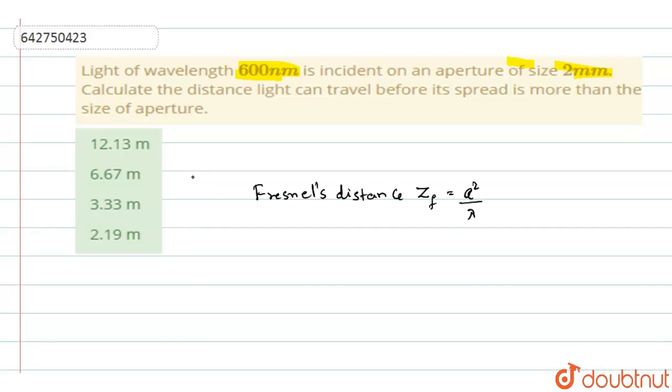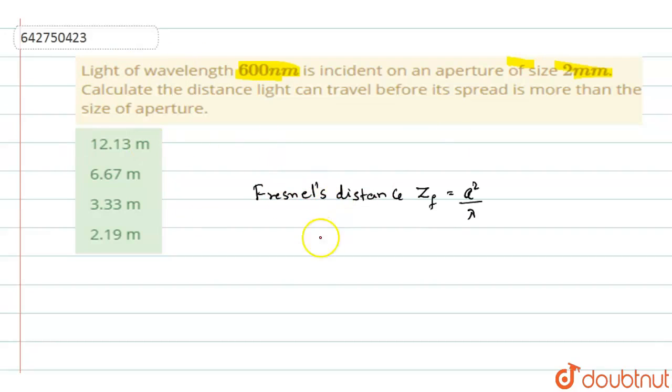Which means the size of the diffraction image will be greater than the size of the aperture, where wave optics will not be valid. We will go with ray optics. If that condition comes out, you call it Fresnel's distance. So you are supposed to calculate the Fresnel's distance.